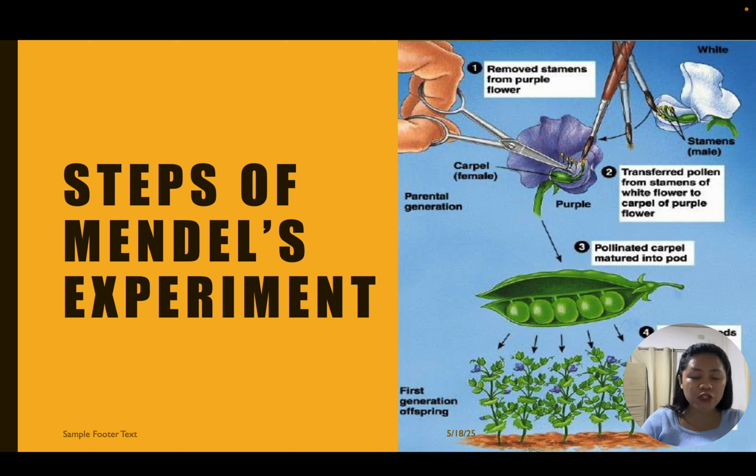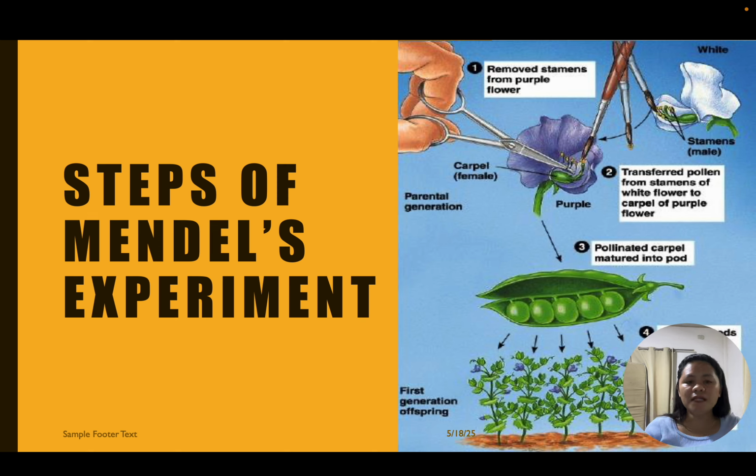So, ito siya, cross-fertilization, ito specifically. So, nandiyan, number 1, remove stamens from purple flower. So, remove niya yung stamens sa purple na flower para maging pure siya na female na flower. Kasi, pag hindi i-remove ni Mendel yan, there's a possibility na it will fertilize its own. So, kailangan i-remove yung stamen or yung male reproductive organ ni purple flower. So, ngayon, ang kinuha na stamen is from the white flower. So, he transferred pollen from stamens of white flower to carpel of the purple flower.